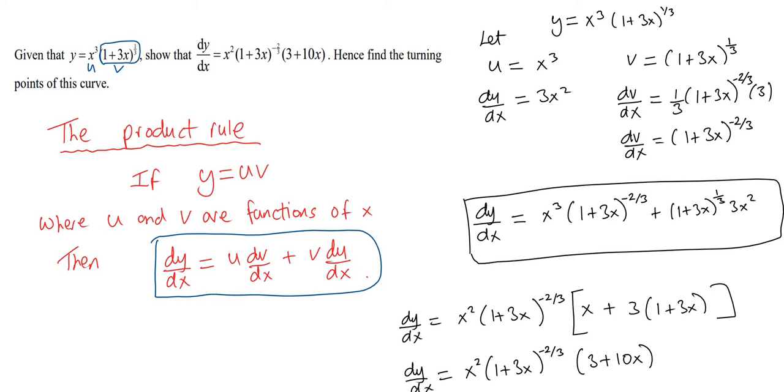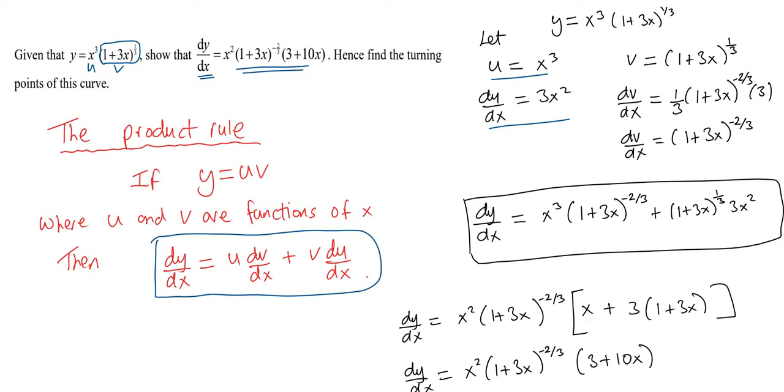So once we recognize that it's a product and that we need to use the product rule, they've given us an expression for dy by dx. We need to be able to prove that. It's quite tricky algebra. So the first thing we do is we let u equal x cubed, and we differentiate that because we need u and du by dx. Then the next term, we let v equal the bracketed term.